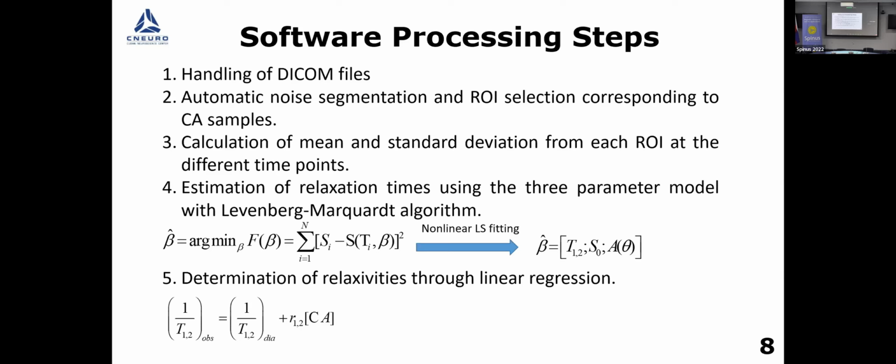And this is the objective function. This is the signal we measure in each ROI. This is the different echo time, inversion time, or repetition time, and beta is a parameter vector which consists of 3 different parameters: your relaxation time, your signal baseline, and the parameter A we saw previously. And when you determine the relaxation times, it is easy to obtain the relaxivity by linear fitting of this equation.